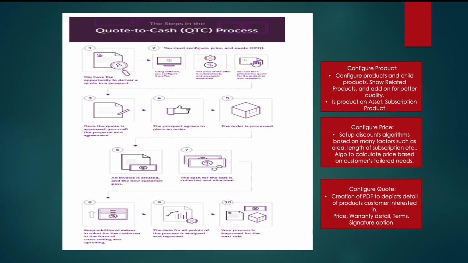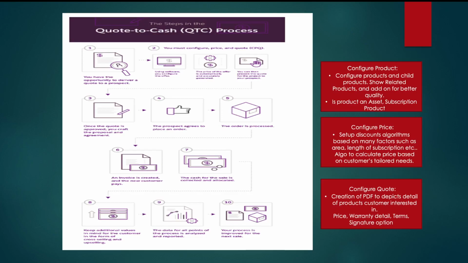This thing I copied from a Salesforce developer guide. What it says is that in the quote to cash process, we are going a little deeper in this. Once you have the opportunity to deliver, I'm reading the first line, you have the opportunity to deliver a quote to a product prospect. So first we have an opportunity, and from that opportunity, using a CPQ. Now I'll just tell you at a high level what CPQ is.